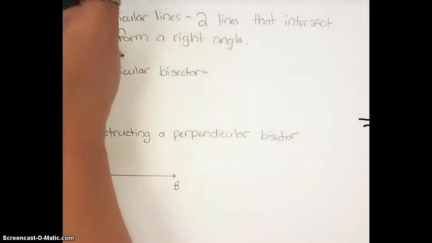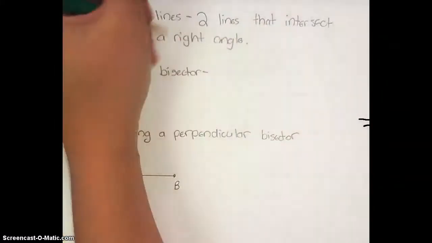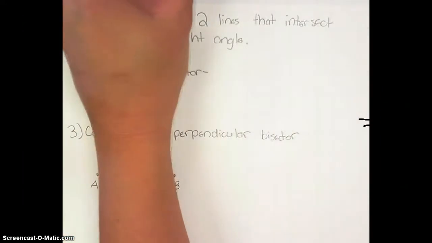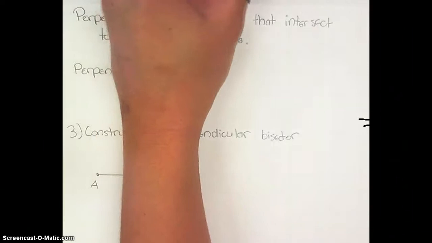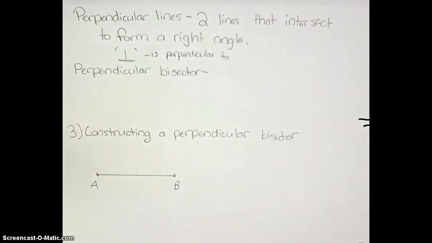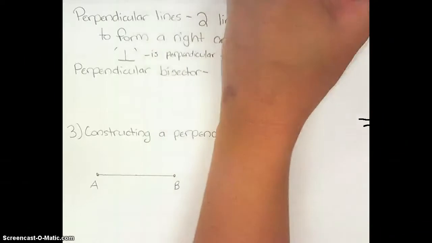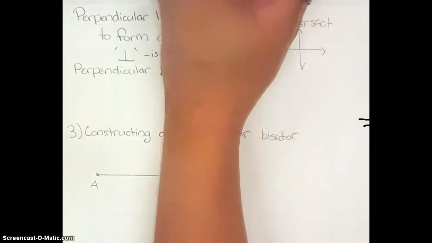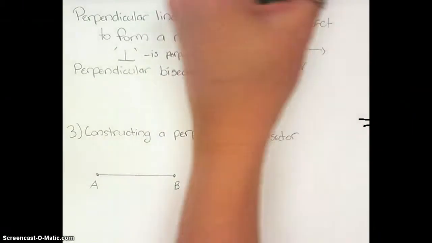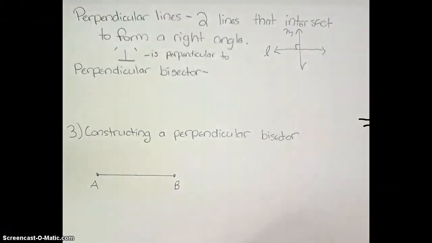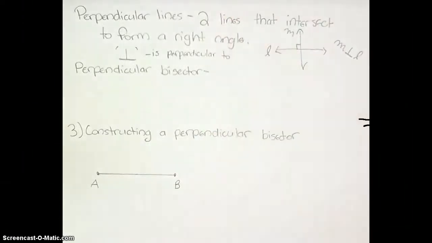We have a symbol for perpendicular. It looks like an upside down T, just like that. And it reads, is perpendicular to. Okay, that's what that symbol means. So for instance, if I were to draw two lines here, we'll call that line L, call this one line M. If they intersect at a right angle, they are perpendicular to one another. So I would say that M is perpendicular to L, just like that.